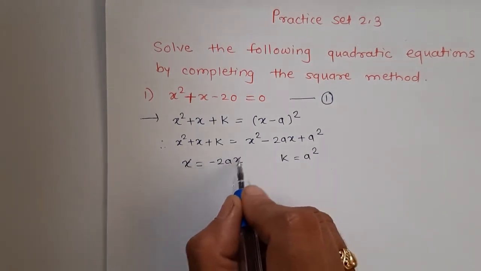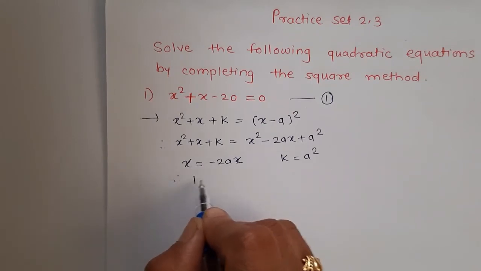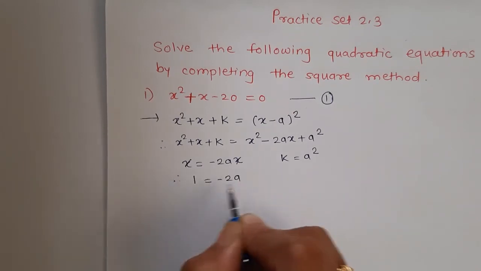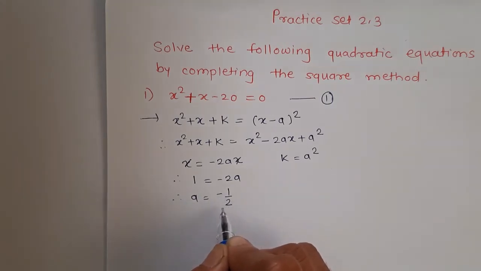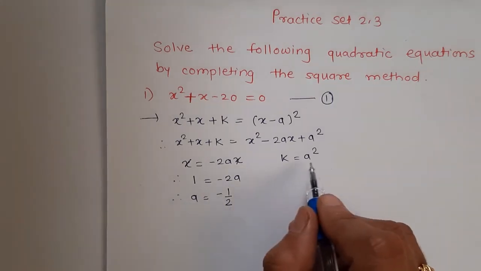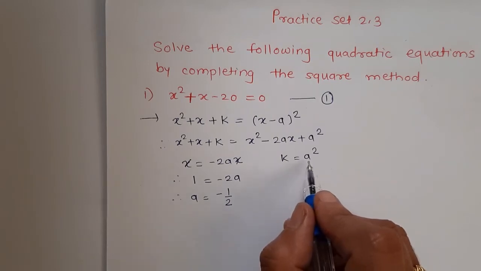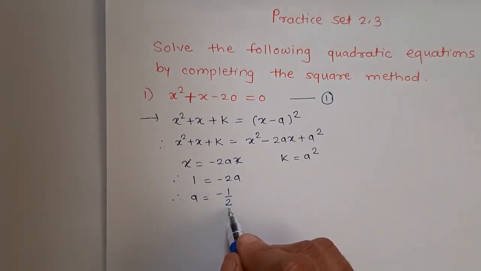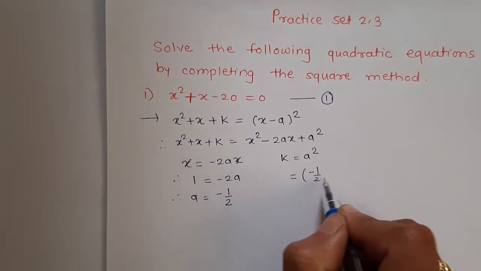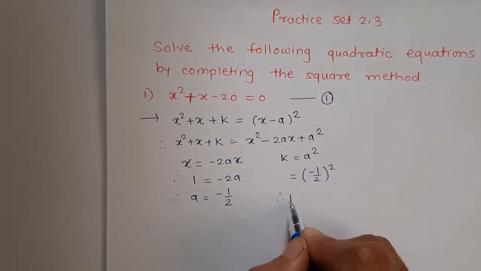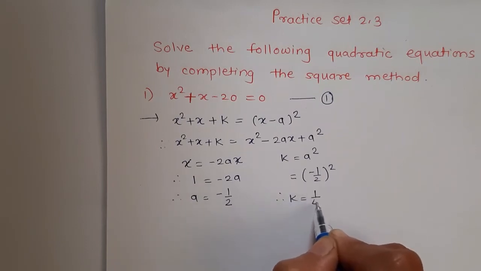Now here x gets cancelled, so we get 1 equals to minus 2a. That means a equals to minus 1 upon 2. But k equals to a square. So instead of a, we can write the value of a, that is minus 1 upon 2. So here we get minus 1 upon 2 square. Therefore, k equals to 1 upon 4.